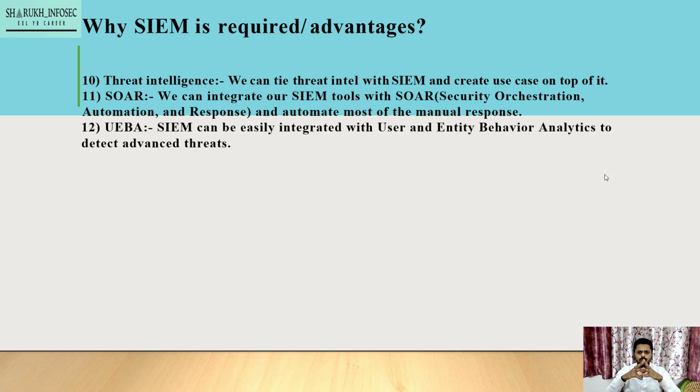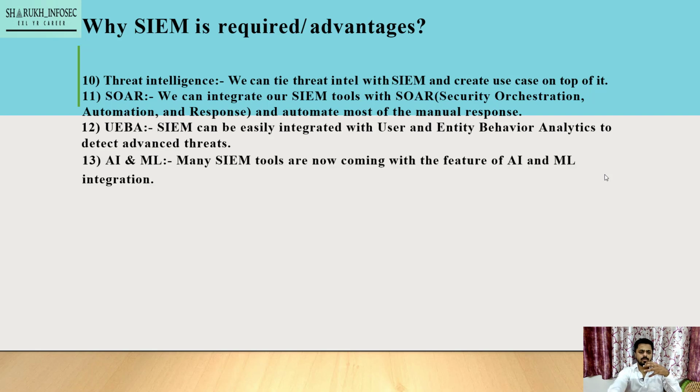UEBA, so I hope you have heard about user and entity behavior analytics. So currently organizations are working on a signature-based approach, where there is a signature for a particular thing, where we have an alert created for a particular thing. This UEBA is a new feature that is coming into this SIEM, and through this, based on the behavior we can detect something malicious or an advanced threat. That is the main thing here.